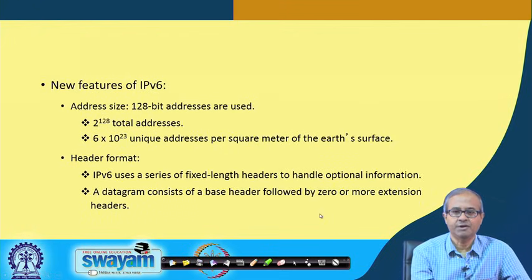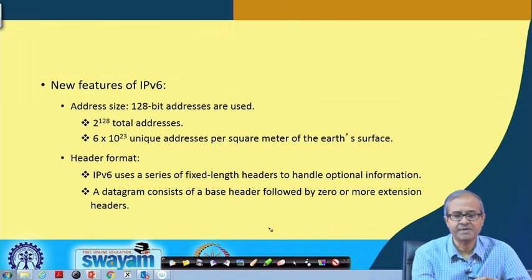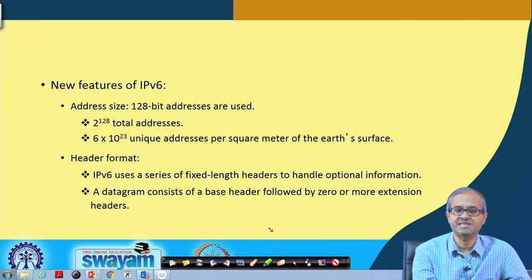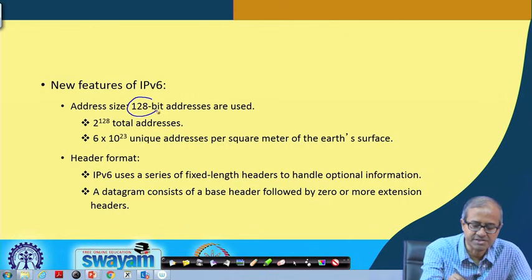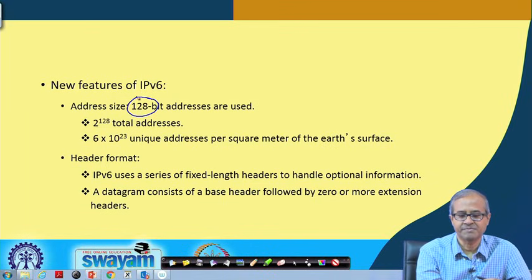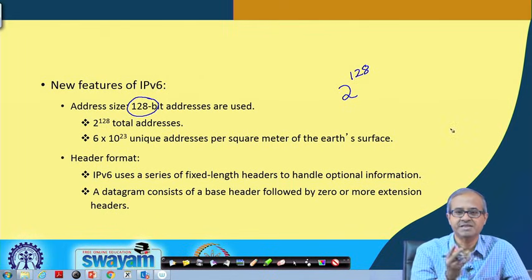Fine. Now, let us talk about the new features, which are interesting. The most important feature is that the number of bits in the source and destination IP address is increased. Earlier it was 32, now it is 128, which means I can use up to 2 to the power 128 unique addresses.